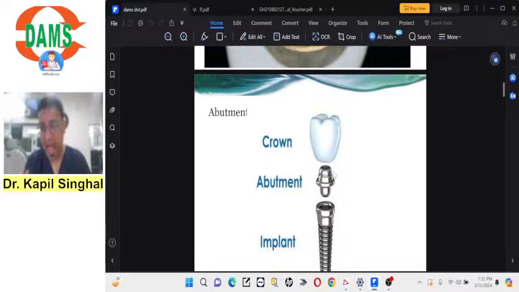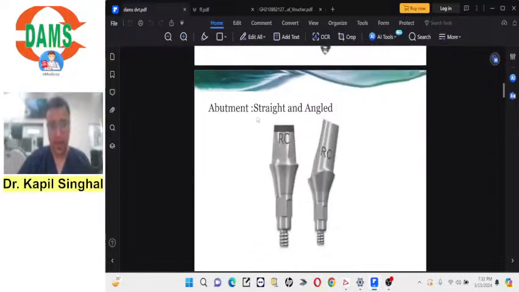You call that tooth an abutment tooth, and you place a crown over it. Similarly, over an implant also, you need an abutment over which the technician will make a crown for you. So there are two types of abutment. One is a straight abutment. If you have placed your implant straight, the lab will make an abutment that will make a crown that is over it.